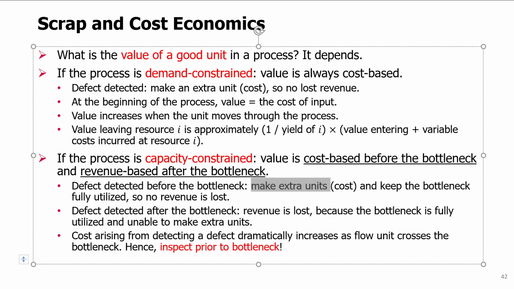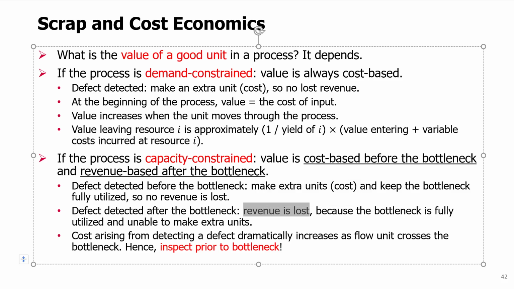As in the demand constrained case, you have extra capacity, so you just have to pay the cost of making the additional unit to replace the defective one. And you still keep the bottleneck fully utilized with hopefully good units. No revenue is lost yet. That's before the bottleneck. But after the bottleneck, revenue will be lost.